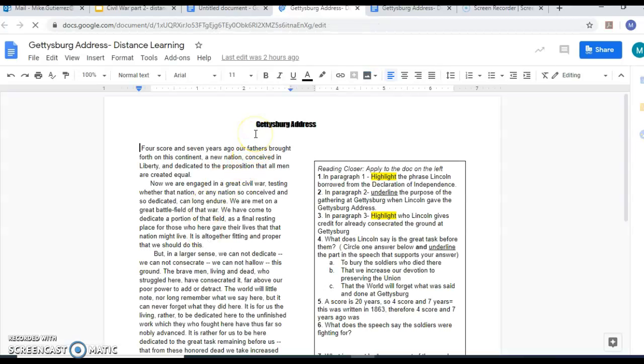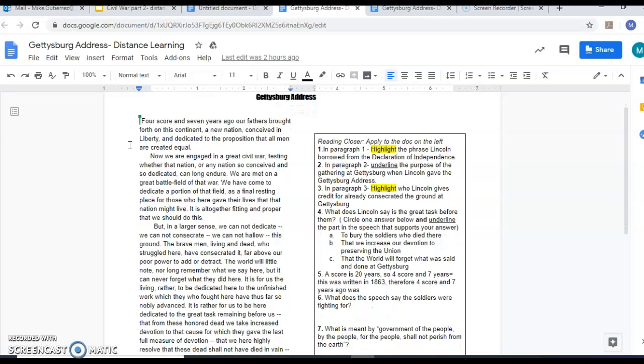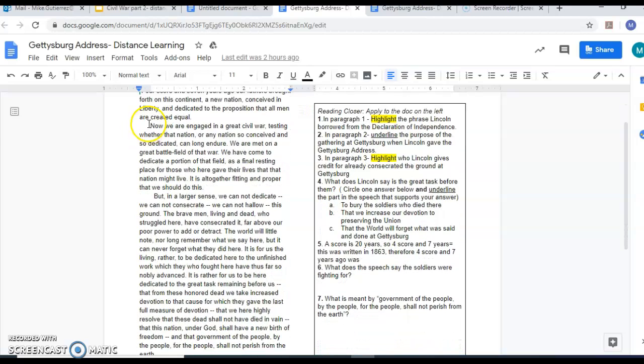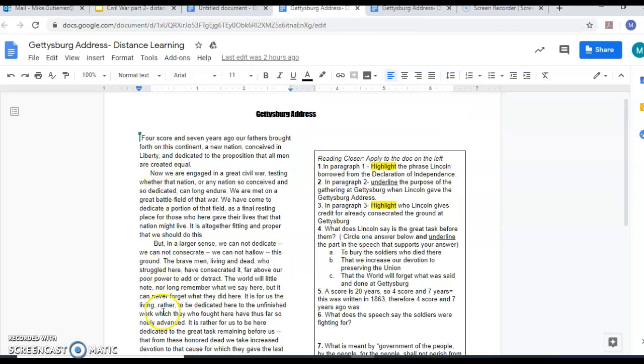So the Gettysburg Address was the speech given by Abraham Lincoln. And this is a very short speech, one of the shortest speeches that a president has ever given. It was about 2 to 3 minutes long. As you can see here, it starts from here and ends right here. So you're gonna have to read that whole thing. And on the box over here to the right, there's instructions that you're gonna have to follow. So let me read those to you real quick.